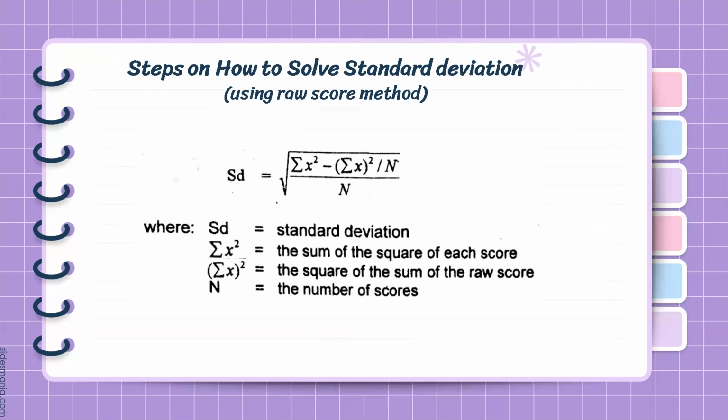And here are the steps in solving standard deviation using the raw score method. Standard deviation is equal to the square root of the sum of the square of each score minus the quotient of the square of the sum of the raw scores over n, or the number of scores, all over n.